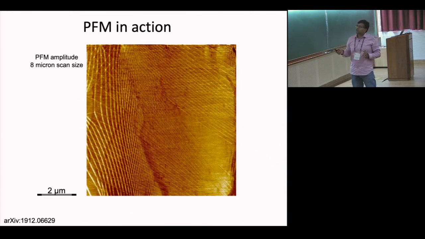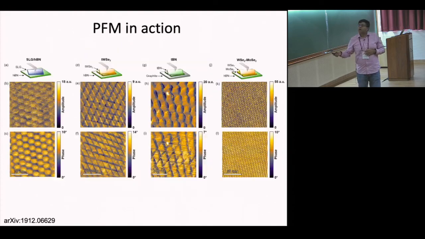Now, this technique is great because you can just stick in a sample. This is an 8-micron scan. You can see whatever you want. This is a very inhomogeneous Moiré pattern. It works for absolutely anything. This is single-layer graphene on hexagonal boron nitride. This is twisted WSe2. This is twisted boron nitride. This is WSe2 and MoSe2. For example, in this case, the resolution is sub 5 nanometers. So this has become absolutely a standard characterization tool, and those of you who don't use it, you should.